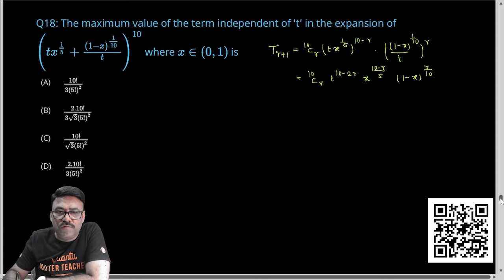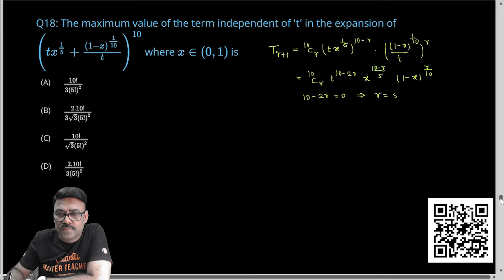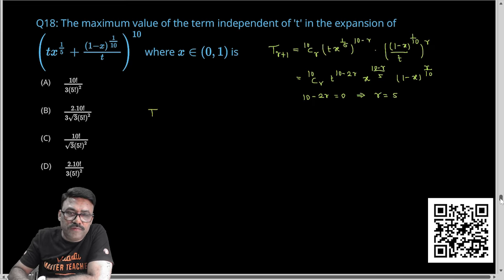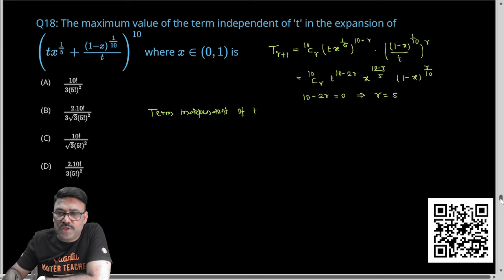Now, obviously, for the term independent of t, the power of t should be 0. So 10 minus 2r should be 0, so r is 5. So what is the term independent of t? Put r equal to 5 here. So it is 10 C 5, x raised to (10 minus 5) by 5, and then (1 minus x) raised to half, so under root 1 minus x. Now you need its maximum value.